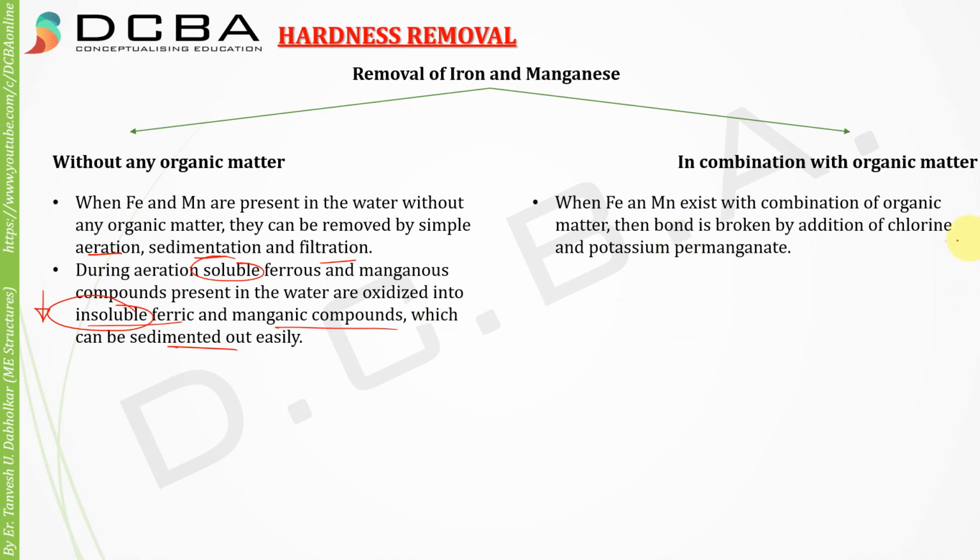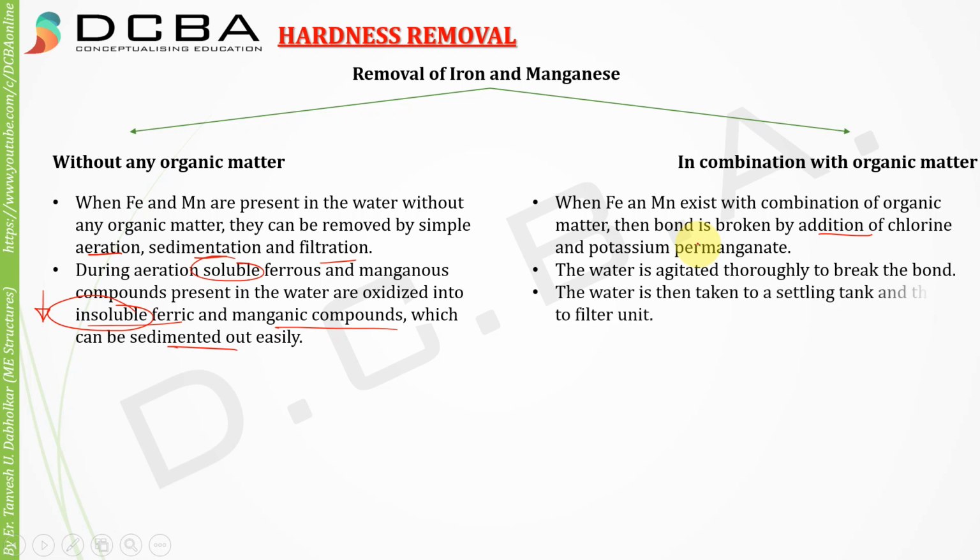If you remember, in the chlorination part, it used to react with some organic compounds, right? Some part of chlorine was used in reaction with the organic compounds. So here also it is being used to react with the organic compound. The water is agitated thoroughly to break the bond. The water is then taken to a settling tank and then to the filter unit.